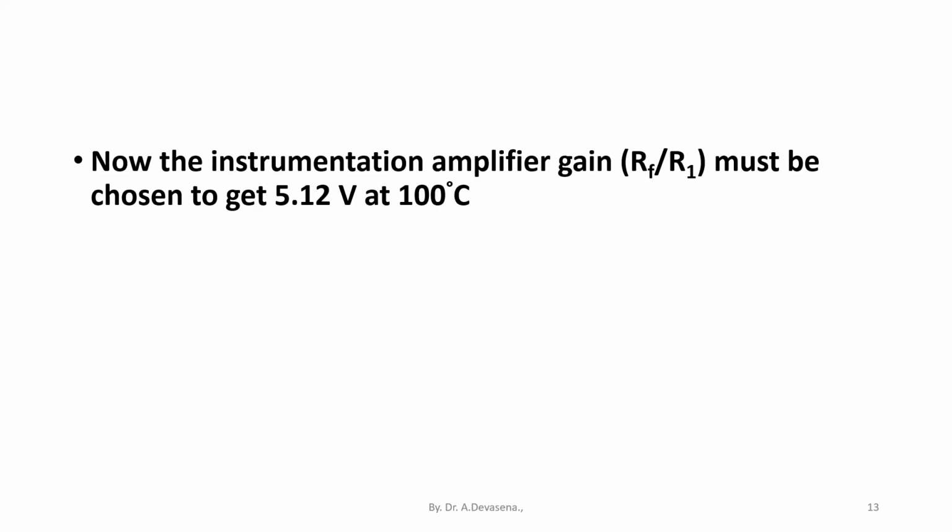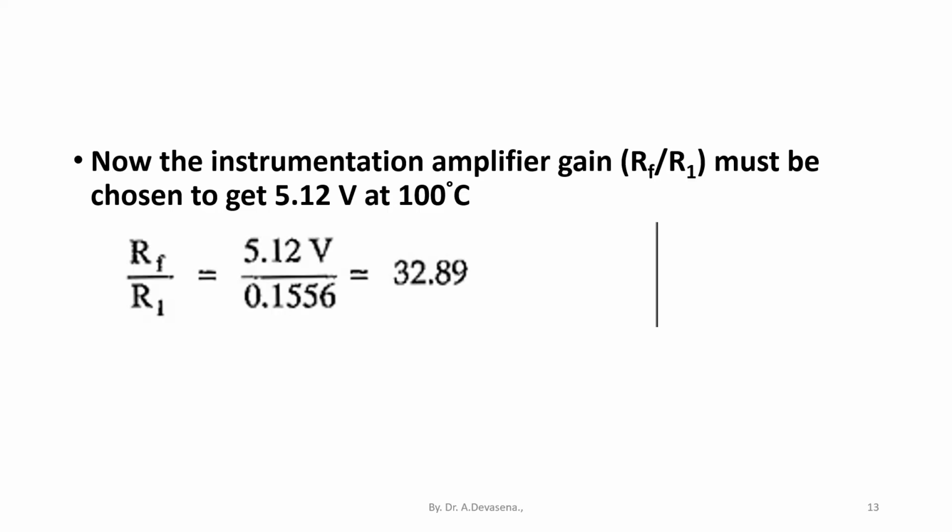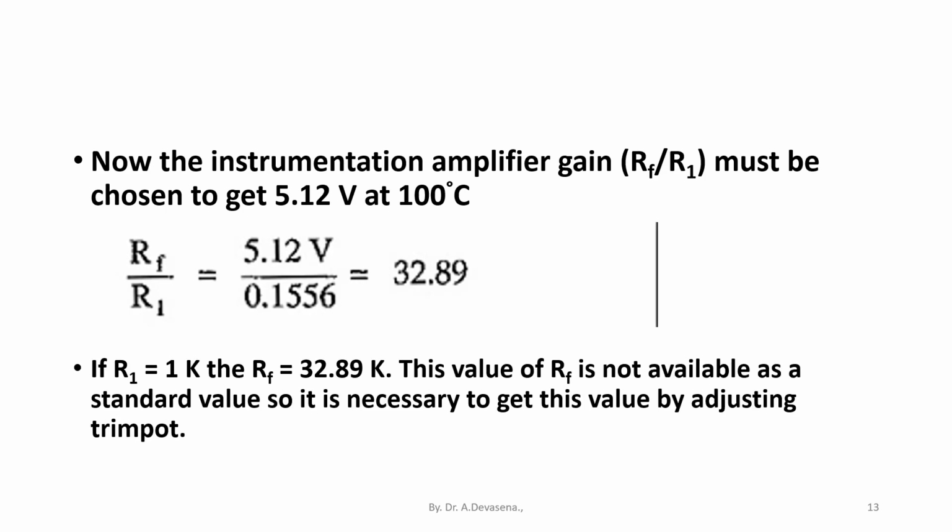Now the instrumentation amplifier gain RF divided by R1 must be chosen to get 5.12 volt at 100 degrees Celsius. RF by R1 is equal to 5.12 volt divided by 0.1556, that is equal to 32.89. If R1 is equal to 1K, then RF is equal to 32.89K. This value of RF is not available as a standard value, so it is necessary to get this value by adjusting a trim pot.